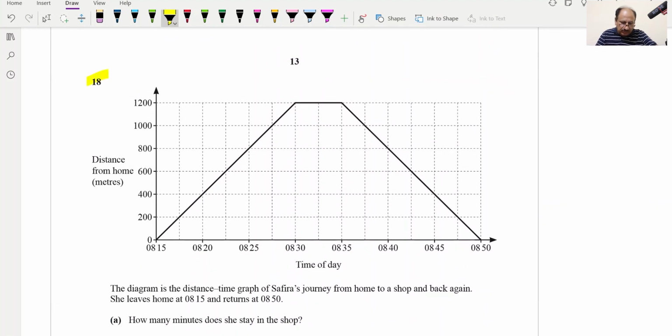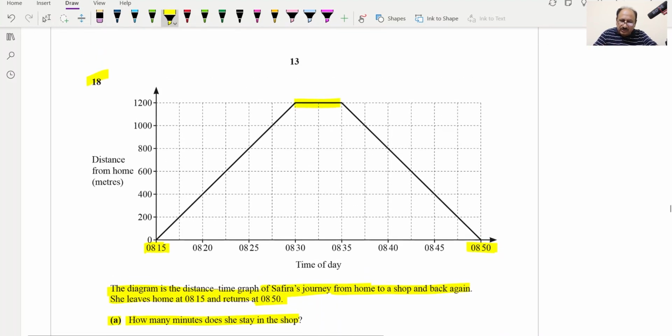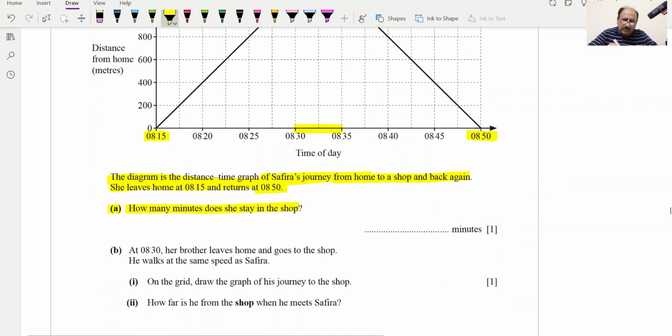Question 18 says the diagram is the distance-time graph of Safira's journey from home to a shop and back again. She leaves home at 8:15 and returns at 8:50, so like a 35-minute journey. Part A: how many minutes does she stay in the shop? Staying in the shop means the distance is not changing, for this much duration, which is 8:30 to 8:35, so it is for 5 minutes, and we can write here 5 minutes. This will be one more part.